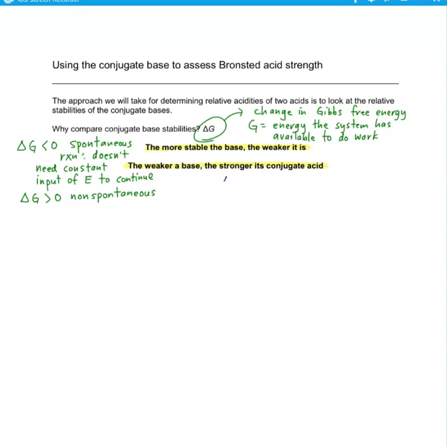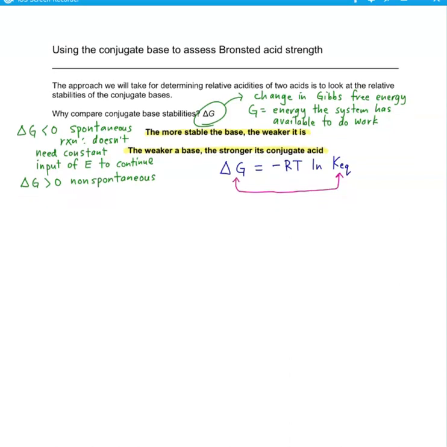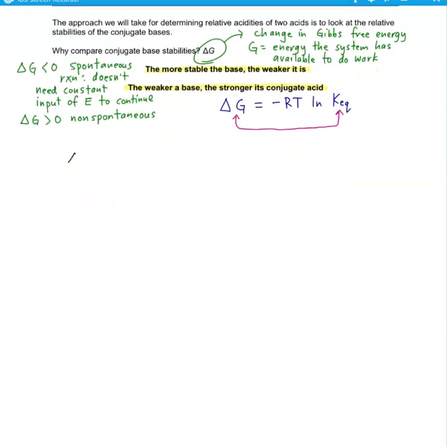Let me remind you of an equation that you've seen before, and that is this one. Delta G equals negative RT times the natural logarithm of KEQ. What this equation does is it relates delta G to the equilibrium constant. So this could be KEQ, it could be Ka, it's just some kind of K. So let's do the following. We're going to start by plotting G over here.